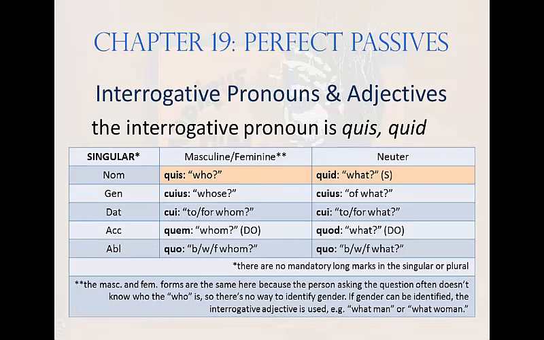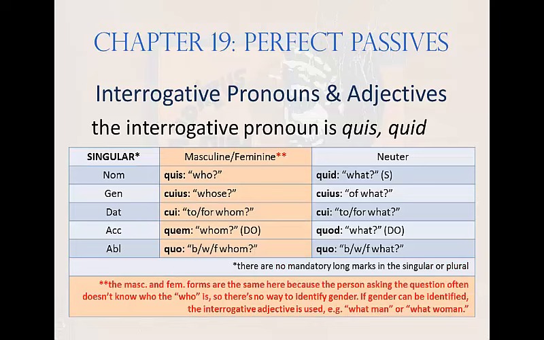Except for those nominative forms, there's no need to recite it. It's identical to the masculine and neuter forms of the relative pronoun. Nor is there any need to point to its translation, which is also identical to the relative pronoun. Also, like the relative pronoun, there are no mandatory long marks in the singular or plural.